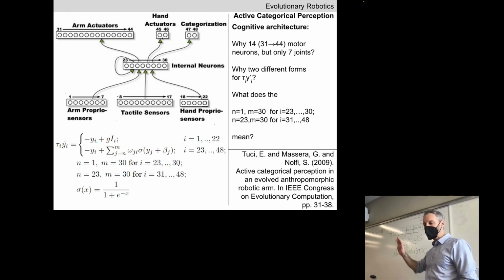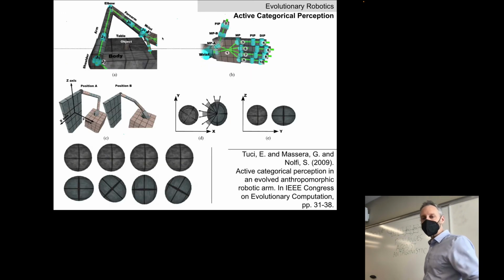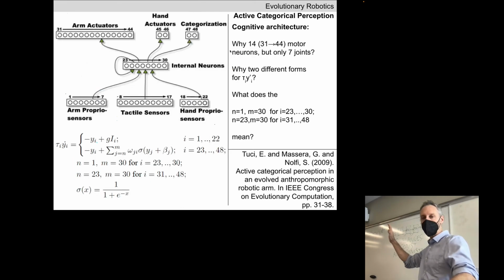And then we have sort of the opposite case. There are lots and lots of joints in the hand. There are 15 joints in the hand, 3 joints per finger, but they only have 2 hand motor neurons. What gives? Why? Like you're going to pick something up, you're just going to close all your fingers or open all of them.